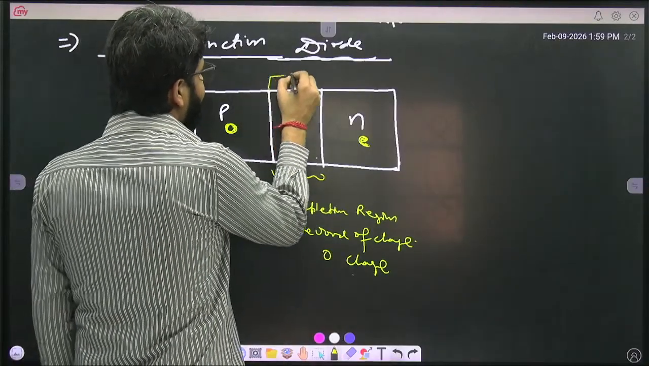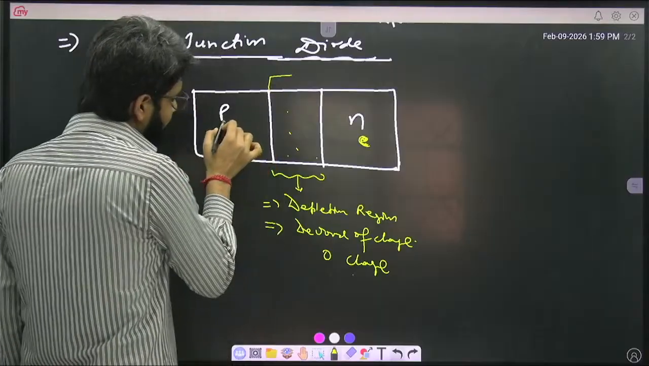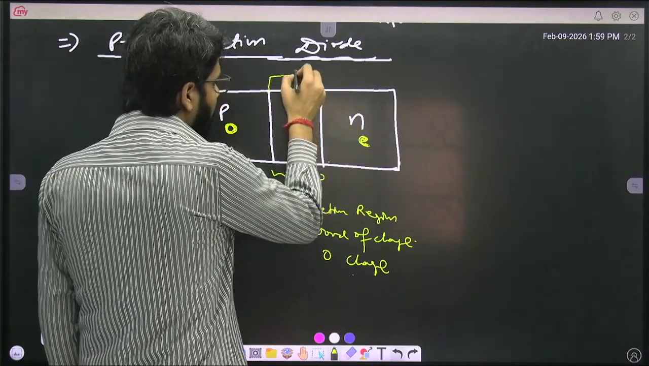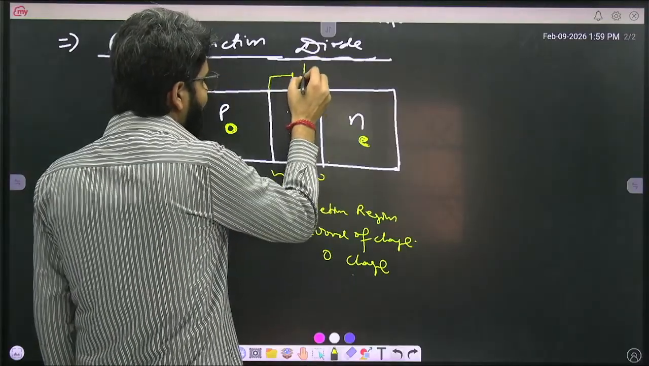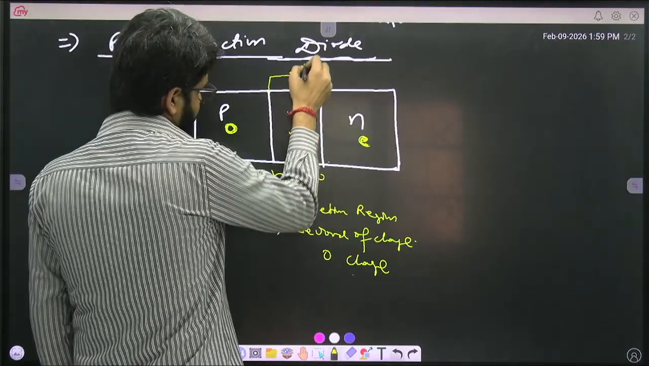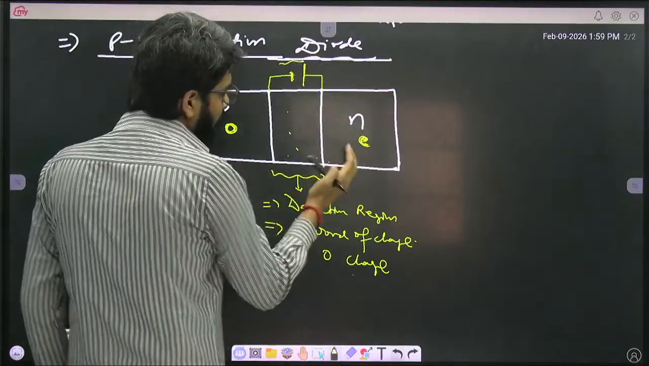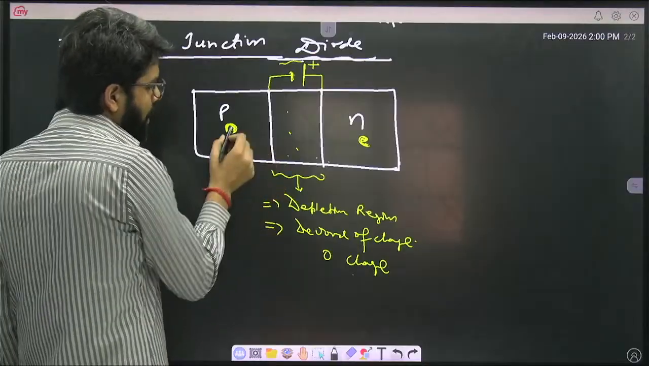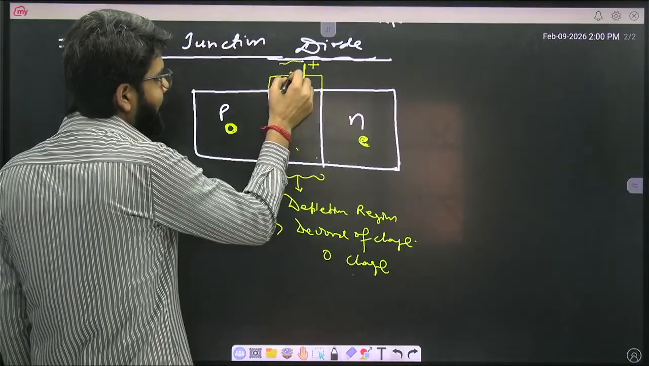Across this, we have a barrier potential. You see, here we have more holes and here we have more electrons, so you will make an opposite battery kind of thing. This will be your barrier potential. Remember, on the N side you will make the positive terminal. Why? I'll tell you now. On the P side, you will make the negative terminal.